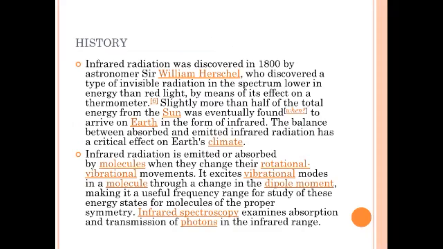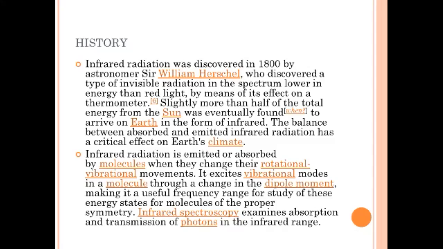Slightly more than half of the total energy of the sun was eventually found to arrive on Earth in the form of infrared. The balance between absorbed and emitted infrared radiation has a critical effect on Earth's climate. Infrared radiation is emitted or absorbed by molecules with a change in their rotational-vibrational moment. It excites vibrational modes in molecules with a change in the dipole moment, making it a useful frequency range for the study of these energy states for molecules of the proper symmetry.